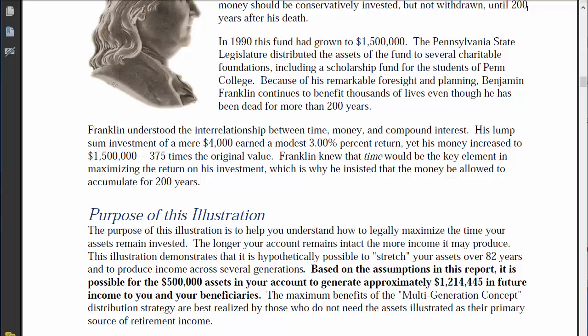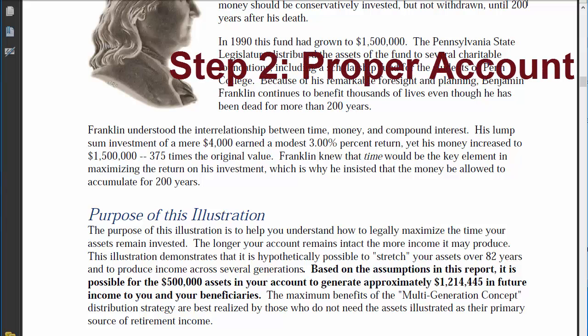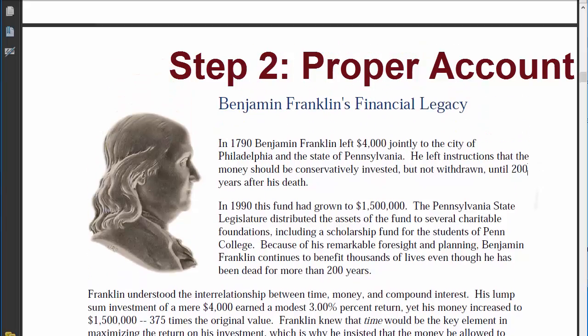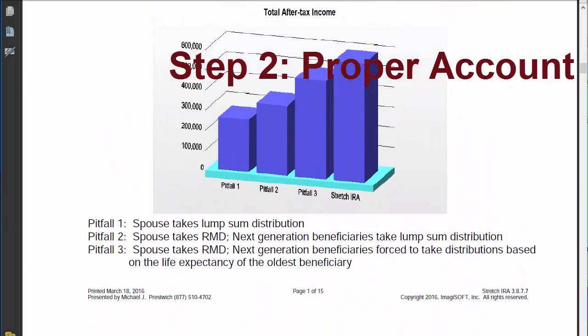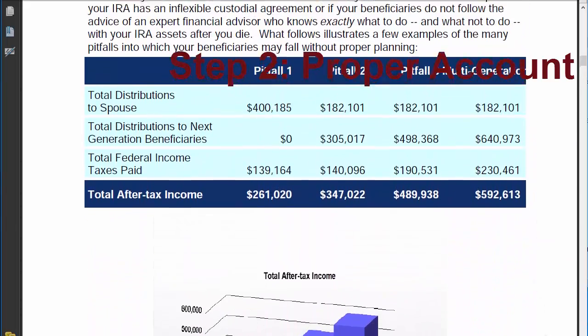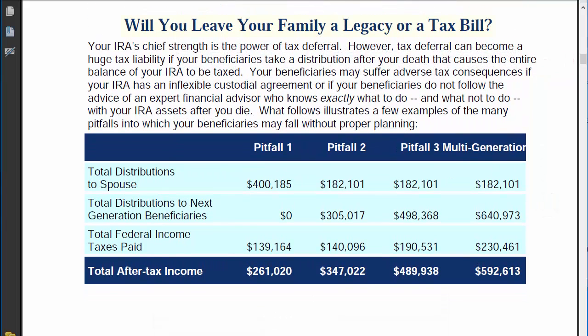The second thing that can go wrong is that you don't have a proper account. Let's go up to this page. Will you leave your family a legacy or a tax bill? Your IRA's chief strength is the power of tax deferral. However, tax deferral can become a huge tax liability if your beneficiaries take a distribution after your death that causes the entire balance of your IRA to be taxed.